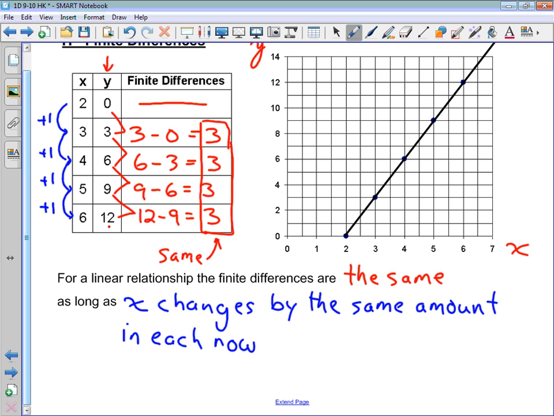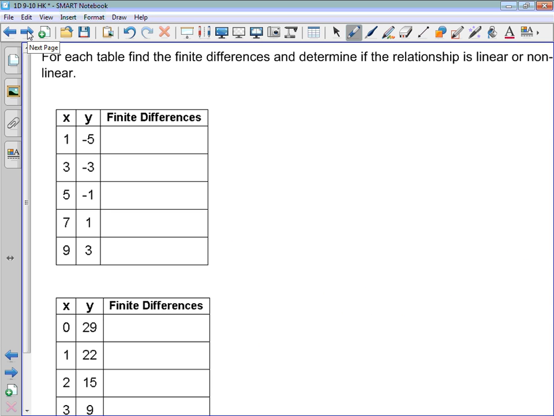So let's just read that whole statement again. For a linear relationship, the finite differences are the same as long as x changes by the same amount each row. So if instead of changing by 1 every time, x changed by 1 the first time, then by 3, then by 7, then by 10, our finite differences wouldn't work to tell us whether this relationship was linear or nonlinear. So what do you need to be able to do? Well, here's the kind of question you need to be able to answer. If you're given a table, x and y, you need to be able to find the finite differences and be able to conclude whether the relationship is linear or nonlinear.